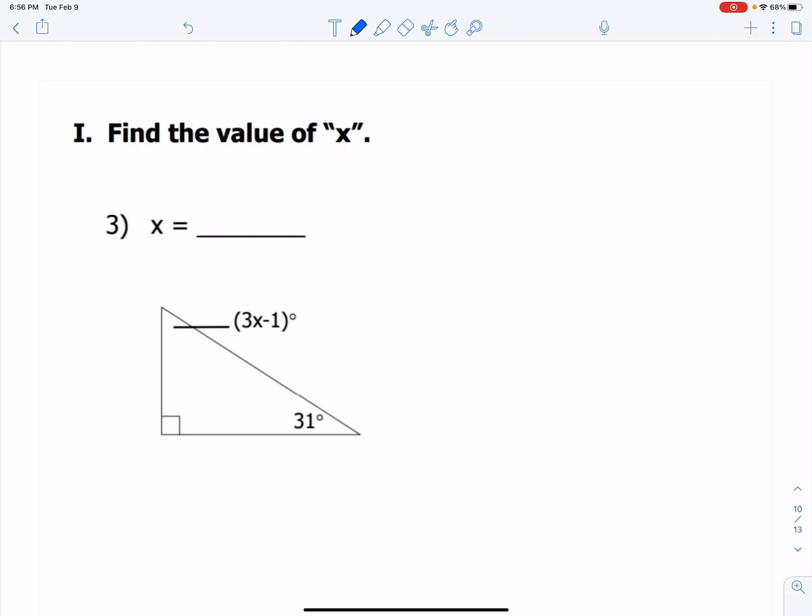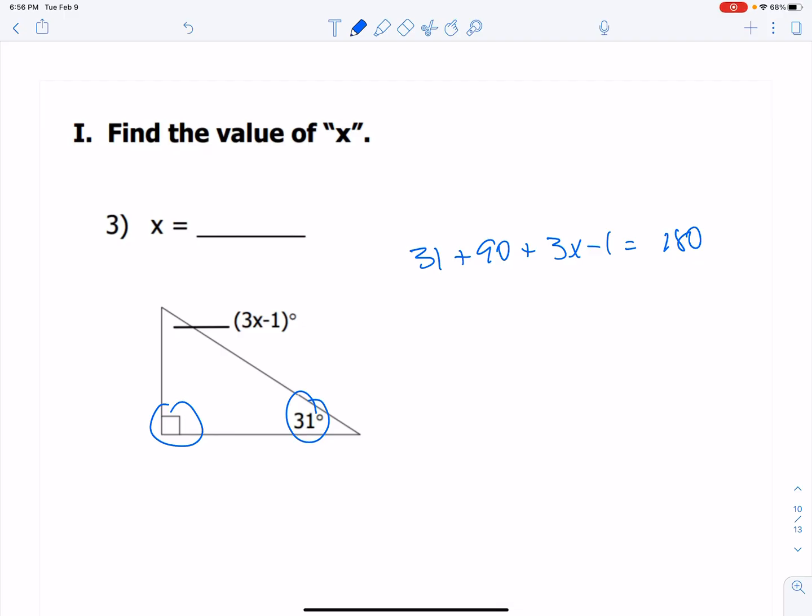Okay, find the value of x. This one right here, we're going to use some algebra. We've got a 31, we've got a 90, and we've got a 3x minus 1. So that means I can do 31 plus 90 plus 3x minus 1 is going to equal 180 degrees. And then I solve it algebraically.